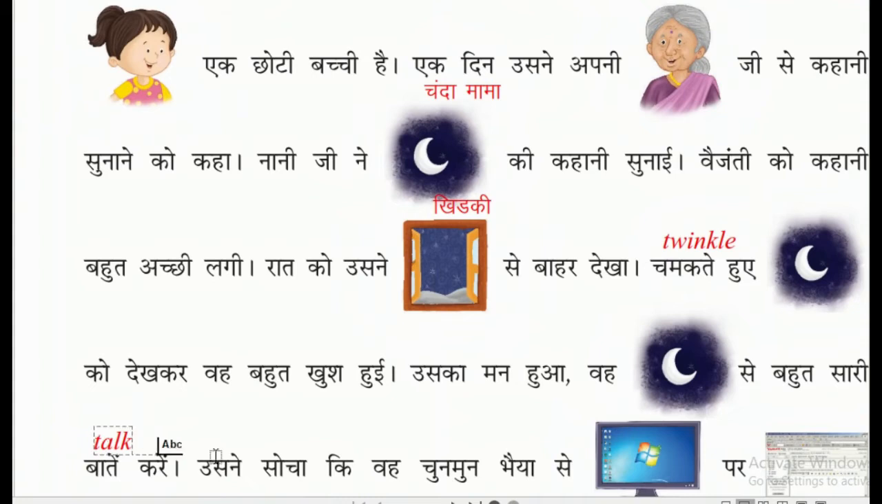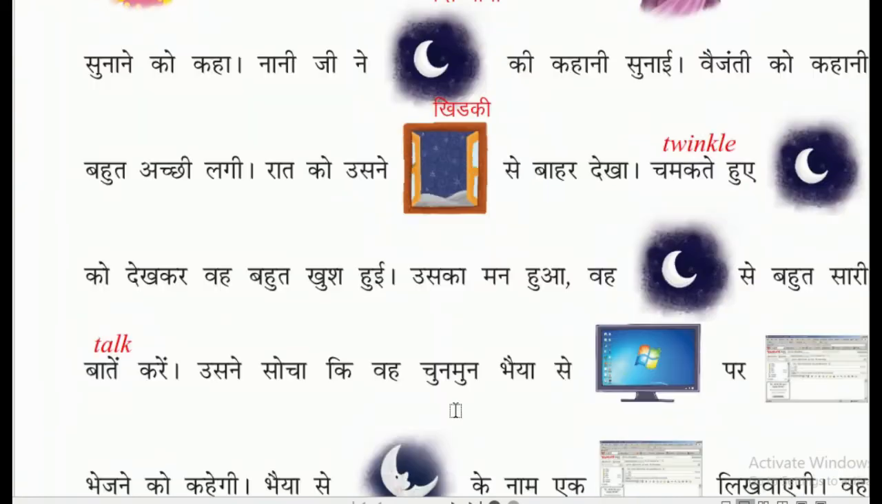So she is a modern girl. She used the computer to send a mail to the moon. Usne socha ki bhaiya Chunmun se, brother named Chunmun, she got an idea. She thought he would write an email. Ask Chunmun bhaiya to write an email from the computer. Computer we can say, or in Hindi, sanganak.